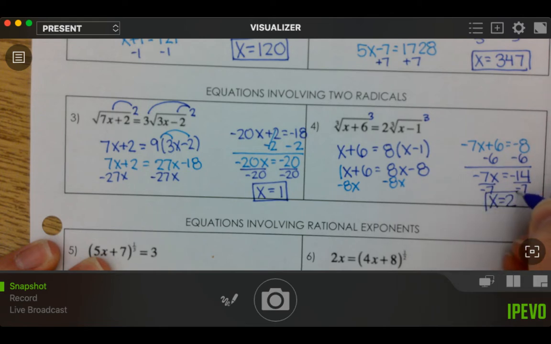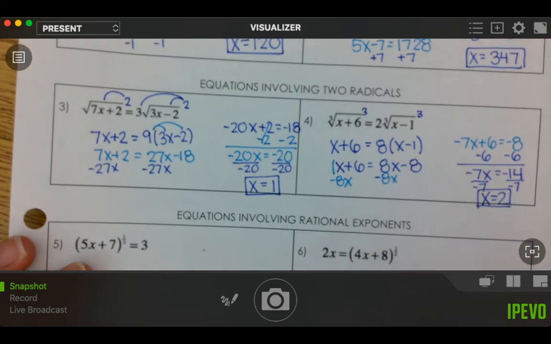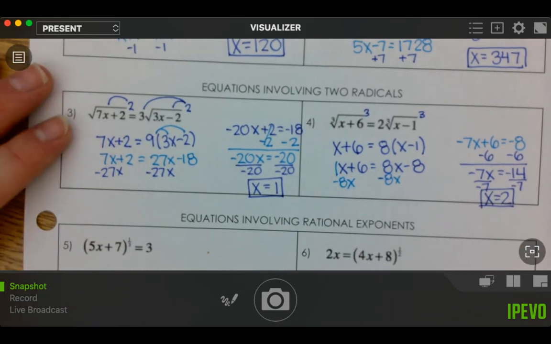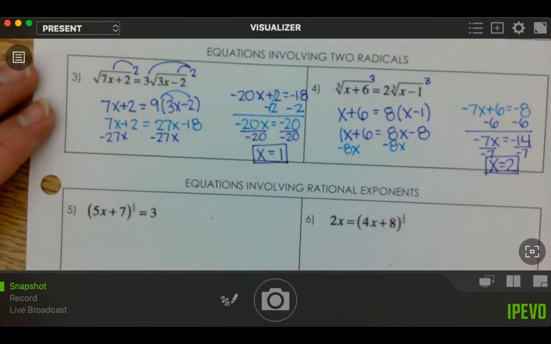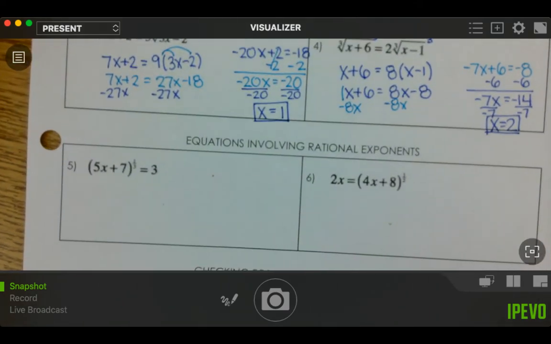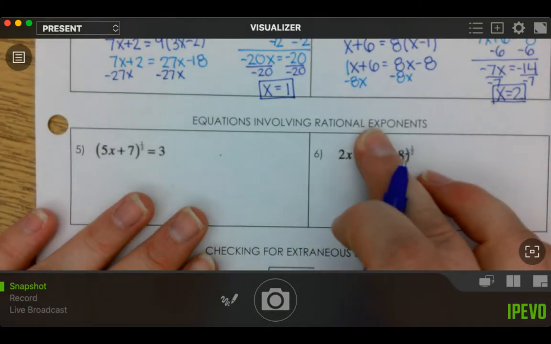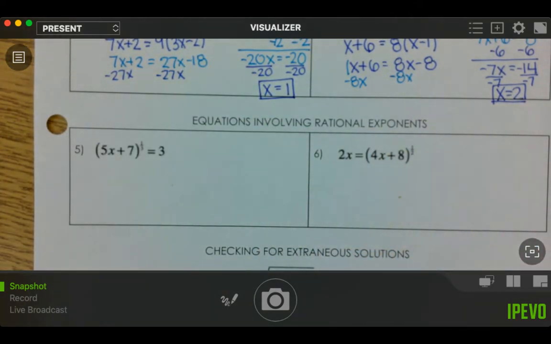If you are having trouble solving the equation after you get rid of the radicals, come see me because that is something that we've talked about a while ago. You might just need some helpful reminders. And now we're upon the second to last section, rational exponents. Remember this from the first half of the unit.